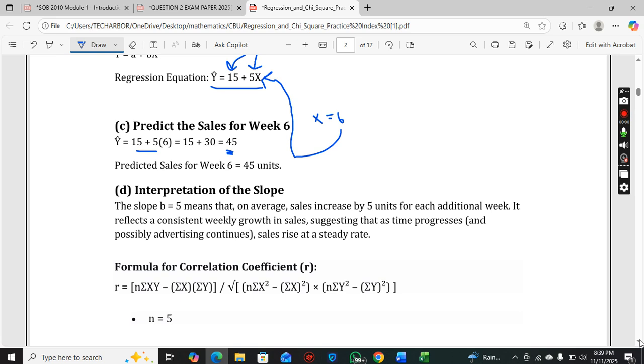Interpretation of the slope, as we said: whenever the weeks increase by 1 unit, the sales increase by 5. That's how we interpret the slope.